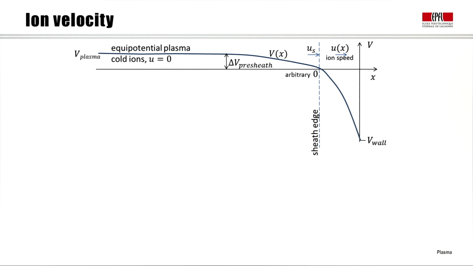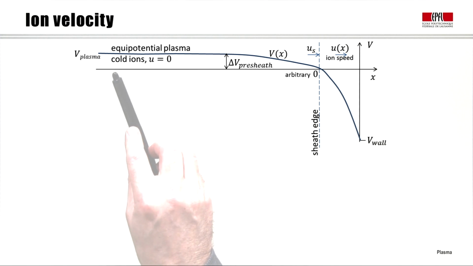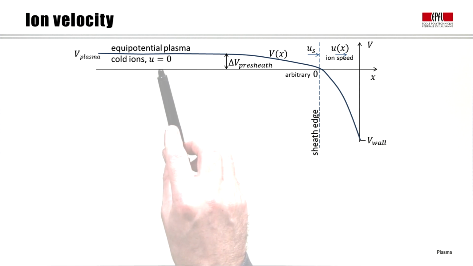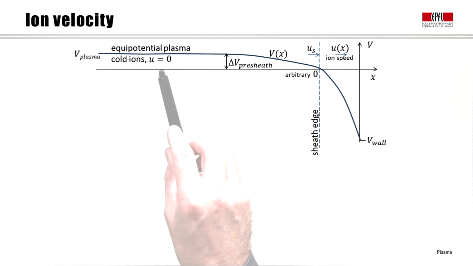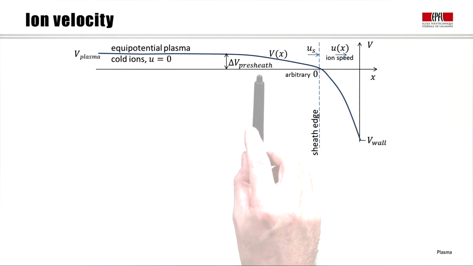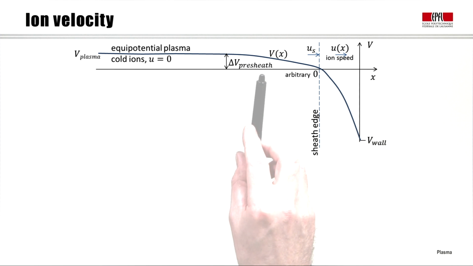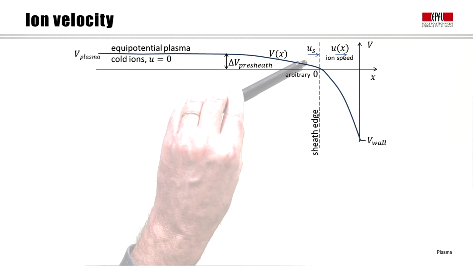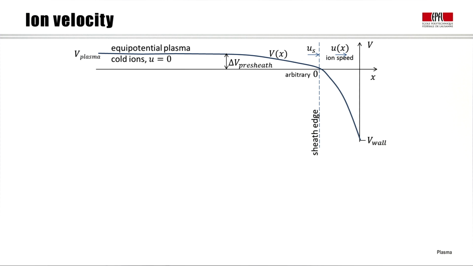Let's consider the ion velocity in this plasma potential profile. At a far distance from the wall, these cold ions have zero drift velocity in the equipotential profile. As ions approach the sheath edge, they are accelerated across the pre-sheath potential drop, delta V pre-sheath, and they reach a velocity u_s at the sheath edge. They are further accelerated. Their ion speed increases with a value u of x between the sheath and the wall.